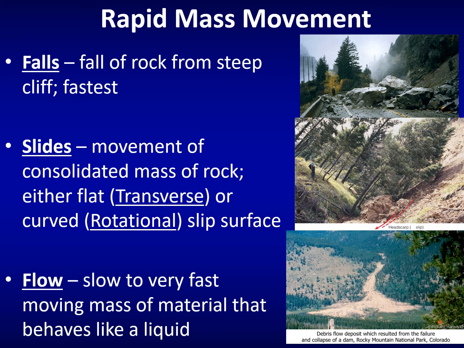And flows. Rapid mass movements include material that actually moves like water. It can be wet or dry, but if it moves like water, it's called a flow. And it's named after the type of material that's flowing. You can have a debris flow or a mud flow, etc. Pictured in the lower right there is a debris flow deposit in Rocky Mountain National Park in Colorado.